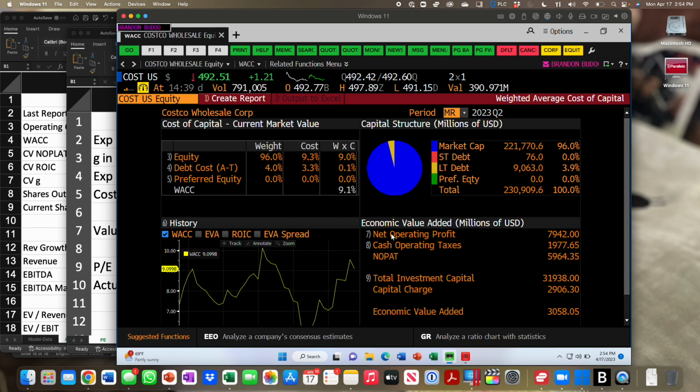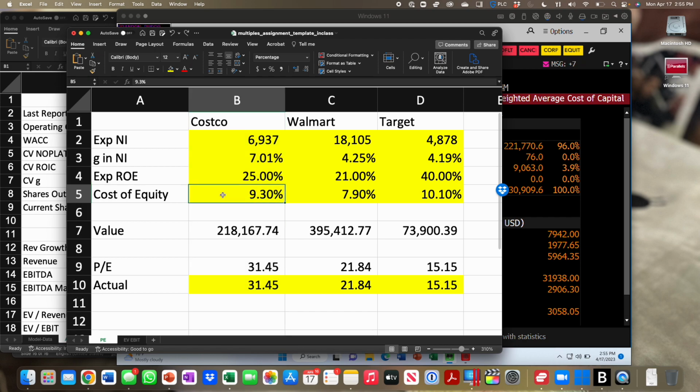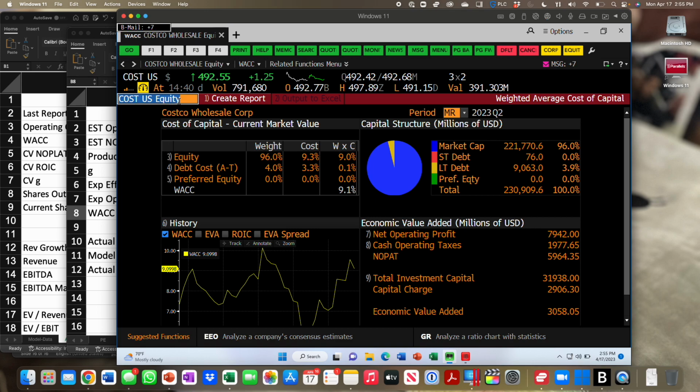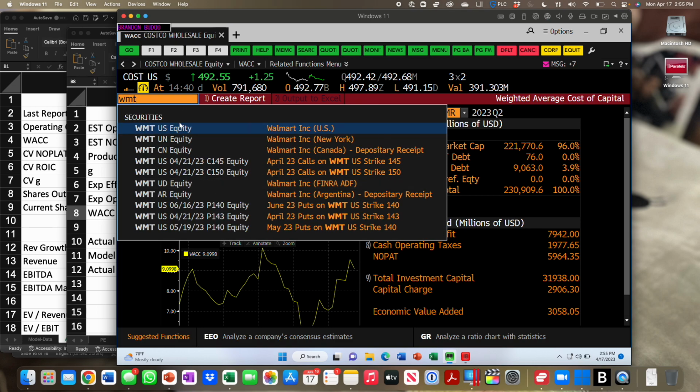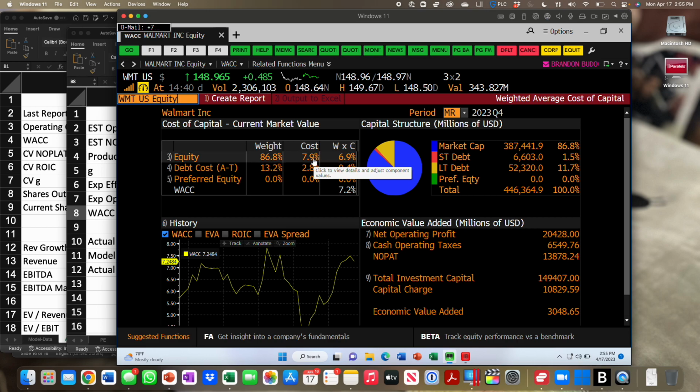Two data points on here. Here's Costco's WACC, 9.1%. Here's Costco's cost of equity, 9.3%. So cost of equity, 9.3% from the WACC screenshot. WACC, 9.1% from the WACC screenshot. Then, since I'm already here in Bloomberg, I went to Walmart and I did the same thing. WMT US equity for its WACC. Save the screenshot that I'm going to be submitting. 7.2% WACC, 7.9% cost of equity as of this morning.